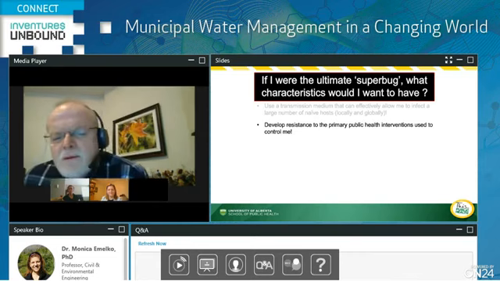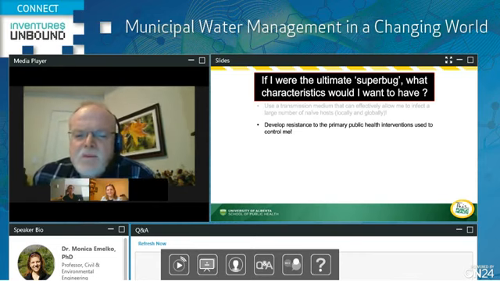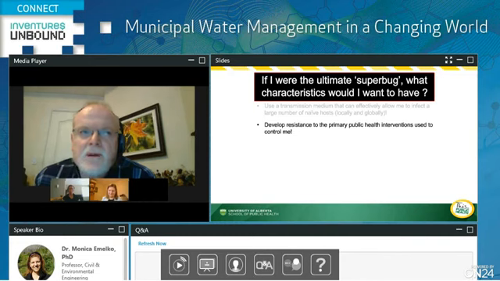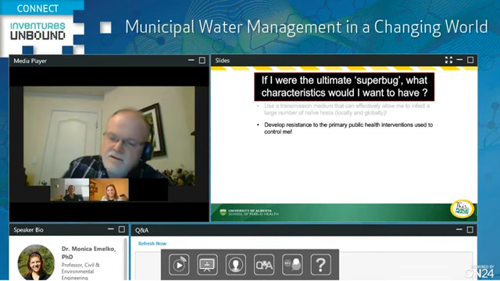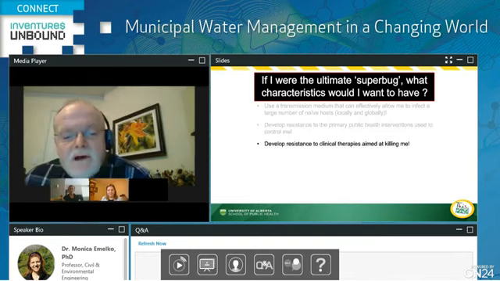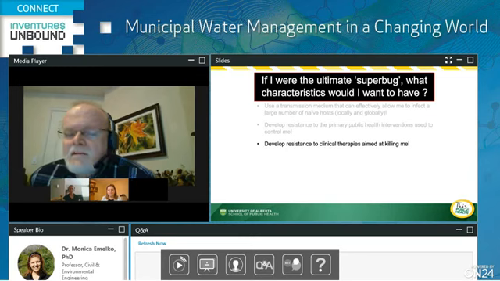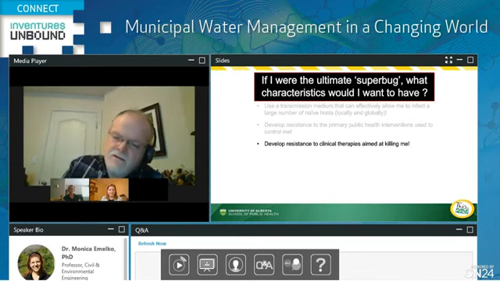If I were an ultimate superbug, I'd want to develop resistance to the primary public health interventions used to control me, as Monica's already introduced us to. The intervention of filtration and chlorination in drinking water supplies has had a major role as a public health barrier. So if I was a superbug, I'd need to develop resistance to those primary public health interventions. And you can see from our data that it seems like some of them have. If I was a superbug, I'd want to develop resistance to clinical therapies aimed at killing me. And as I've already demonstrated, antimicrobial resistance is a major issue.